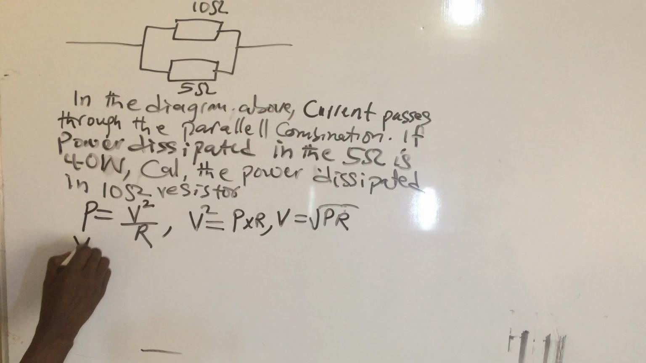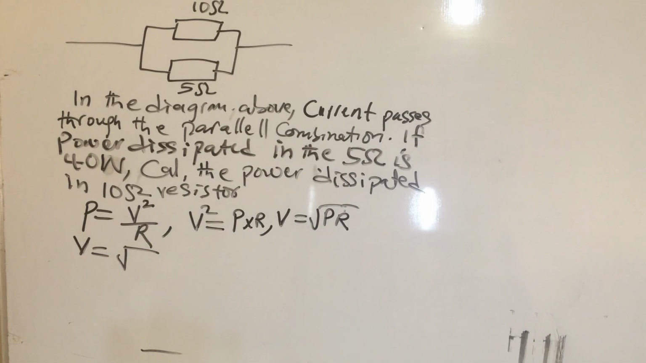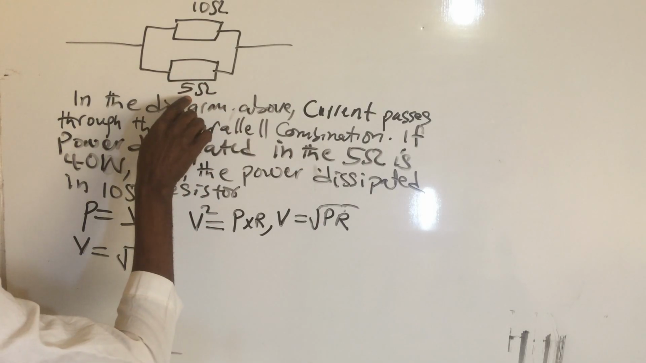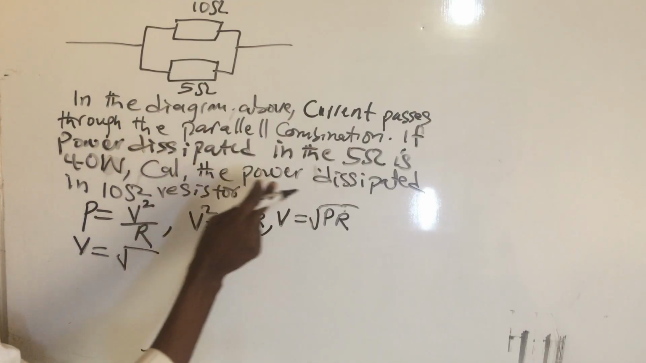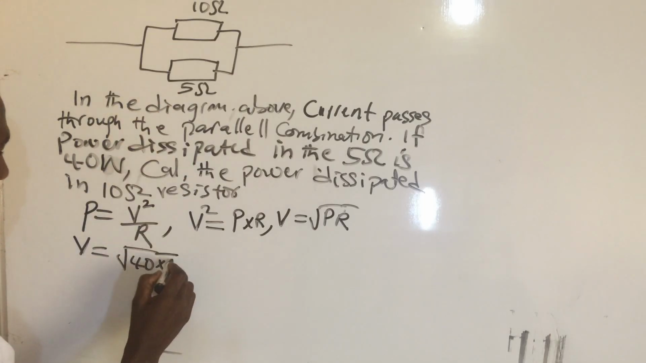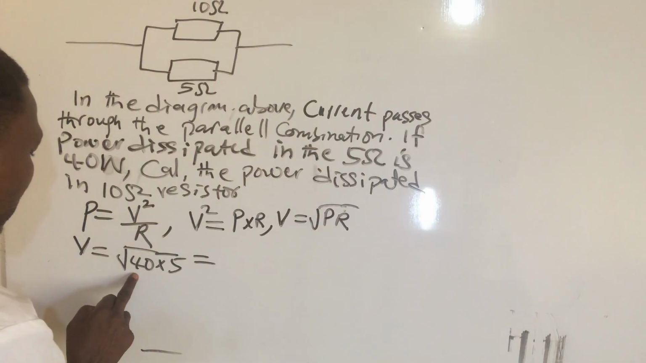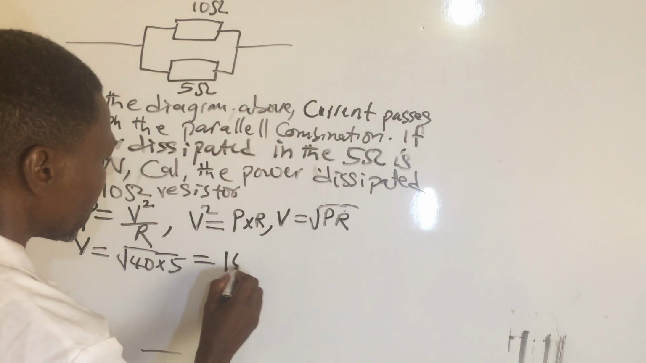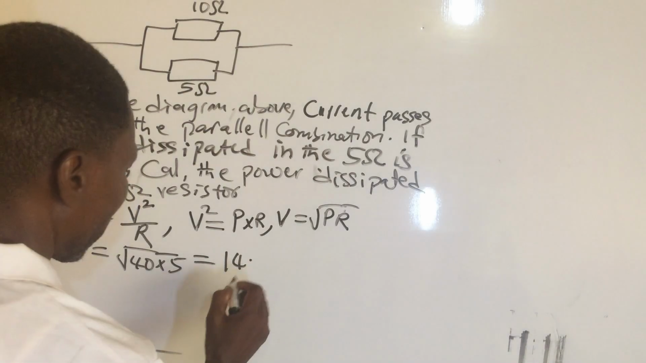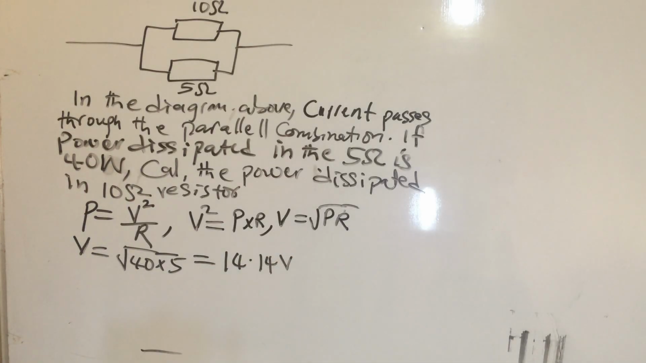We now get the voltage by inserting our values. The information given here is for the 5 ohm resistor. The power we have for the 5 ohm resistor is 40, times the resistance, which is 5. When we multiply with our calculator and find the square root, we will have 14.14 volts.